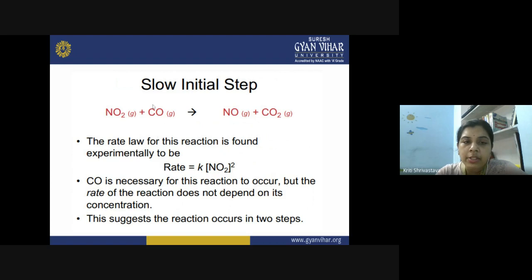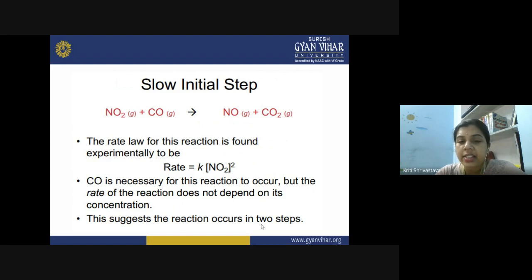Now, what happens to the carbon monoxide? We know that carbon monoxide is necessary for the reaction to occur. But the rate of the reaction does not depend on the concentration of carbon monoxide. How is it possible? So, you can actually see from this example that the experimental rate law can be entirely different from what we write down by merely looking at the chemical reaction. So, where is the carbon monoxide term here? Why does the reaction rate not depend on the concentration of carbon monoxide?